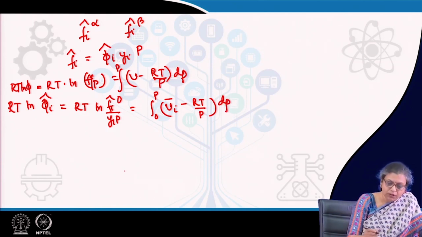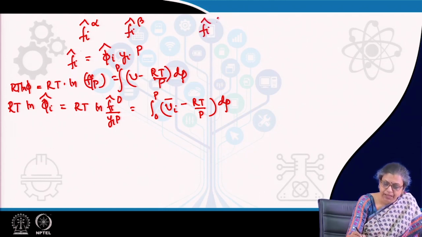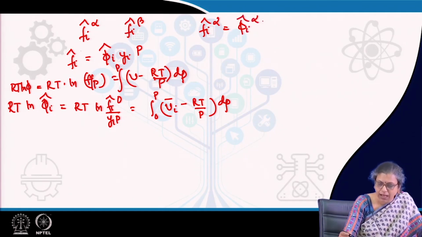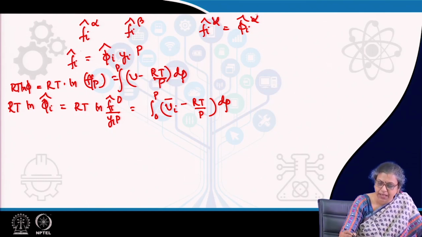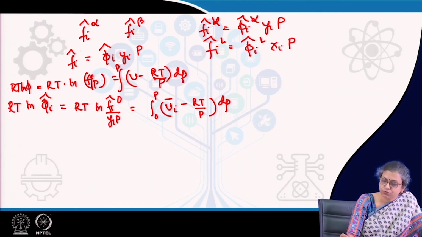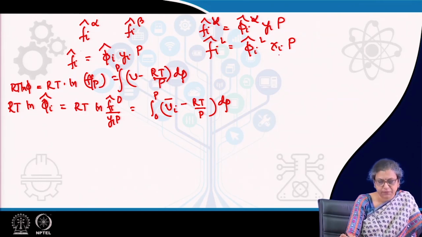So, therefore, in order to find out f_i for the alpha phase, what should it be? f_i alpha should be phi_i alpha. If suppose I write this as the vapor phase, then it becomes phi_i vapor y_i P, and if suppose this is the liquid phase, then it becomes phi_i liquid x_i P. So, what do I need to do for finding out f_i L and f_i V? I need to compute these parameters.